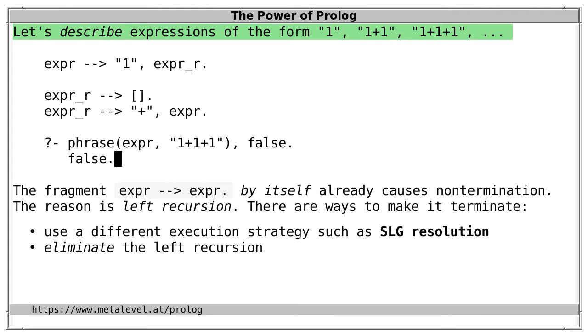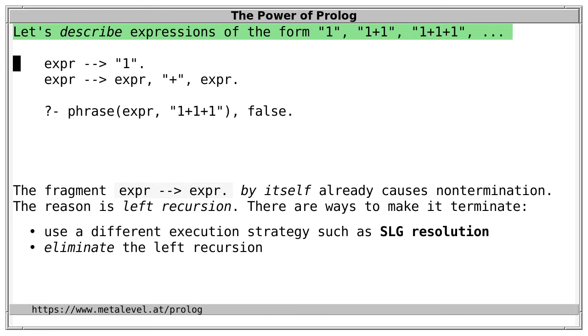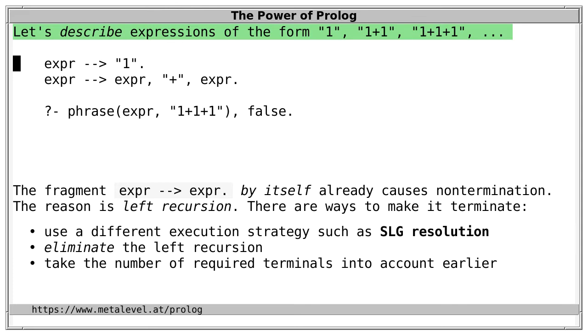And yet another way to make the query terminate is to retain the original left recursive formulation and to take into account the number of required terminals earlier. So what I mean is we add arguments to these rules where we represent as a list difference the number of characters or tokens that need to be present so that the rule can apply at all. For instance, this first rule can only apply if at least one character is present, because the rule only applies if the digit 1 occurs in the sequence.